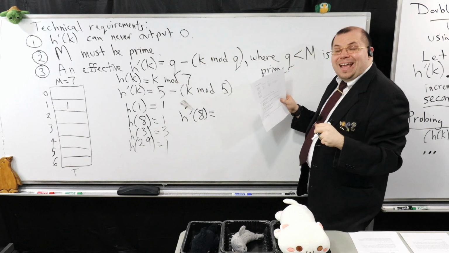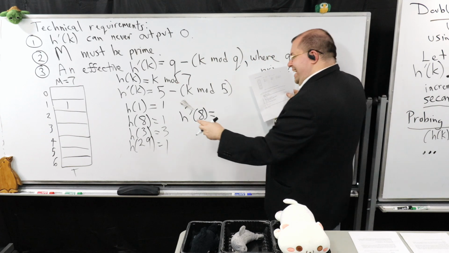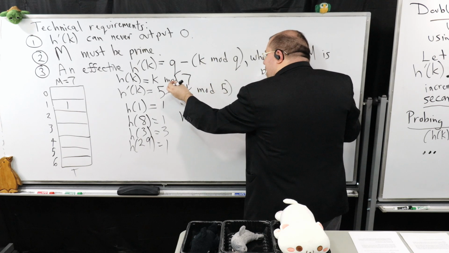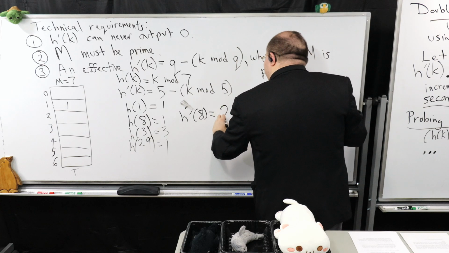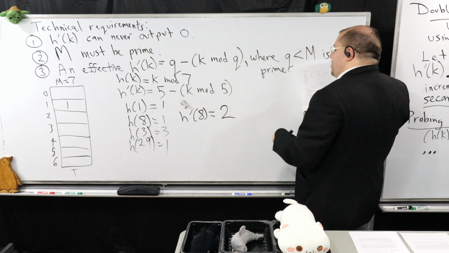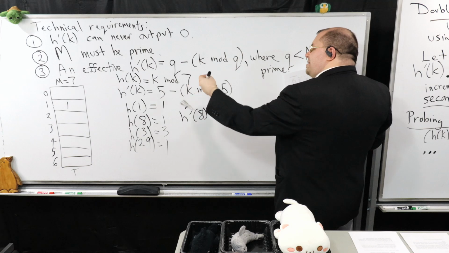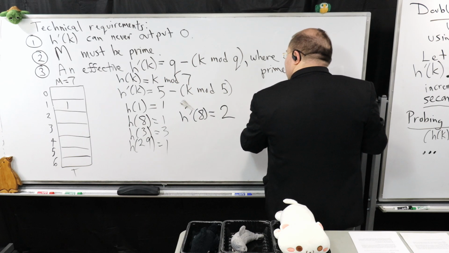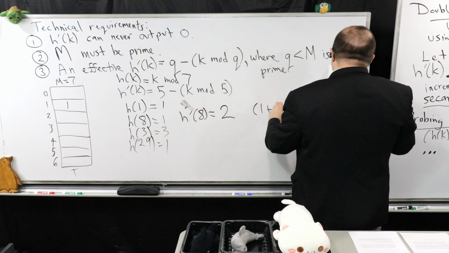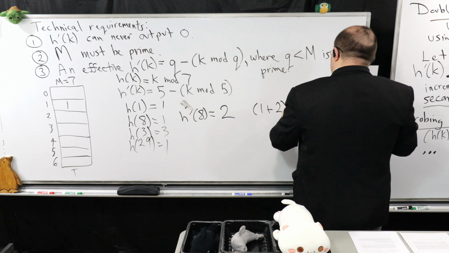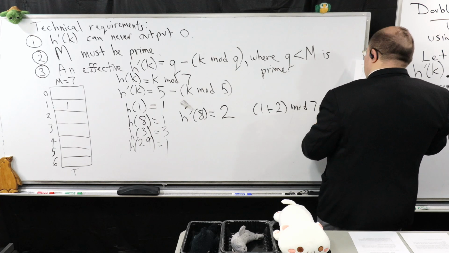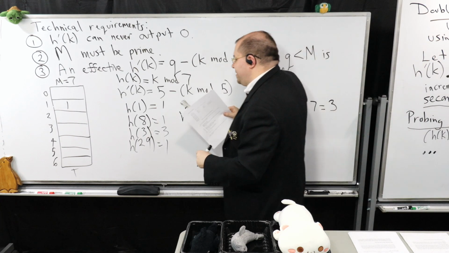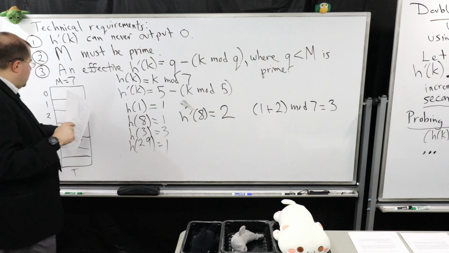I sort of gave away the answer. 8 mod 5 is 3. 5 minus 3 is 2, right? So, to do my probing sequence, I do 1 plus 2 mod 7, which is 3 mod 7, which is just 3, right? So I'm just going to place 8 in position 3.